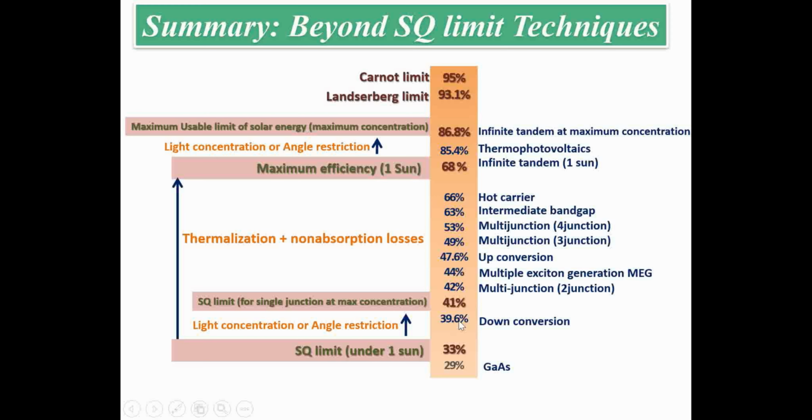So you can see you have a down conversion efficiency which is 39.6%. You have multi-junction for two junctions, 42%. You have multi-exciton generation, which is 44%. You have up conversion alone, which is giving 47%. You have multi-junction with their respective energies. You have intermediate band gap for avoiding non-absorption loss, the efficiency is 63%. You have hot carrier for avoiding thermalization loss, the efficiency is 66%. And you have an efficiency of 86.8%, which is the maximum efficiency achievable by any practical means.